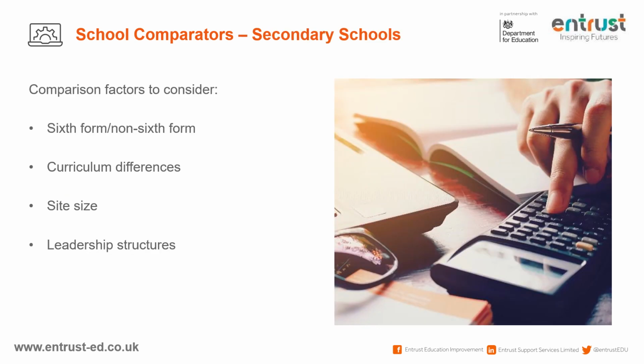There are some considerations which need to be made when comparing secondary schools to ensure that you do have a valid comparison. If you do have a sixth form, you need to make sure that you are comparing against other secondaries that have a sixth form and vice versa. This information can be found via the details section on the school's financial benchmarking website. Any schools which are not suitable comparators can be removed from your benchmarking basket.